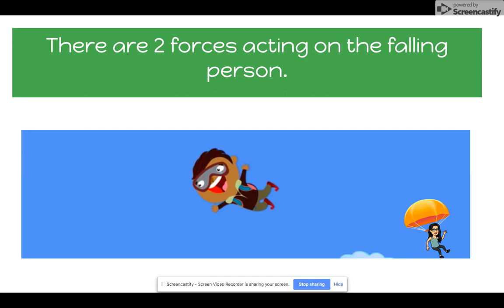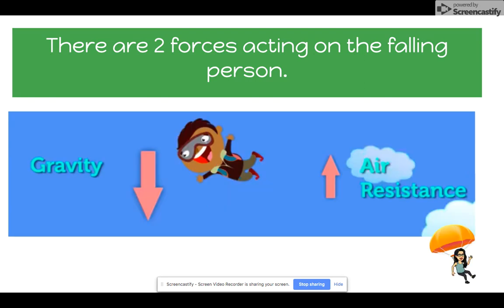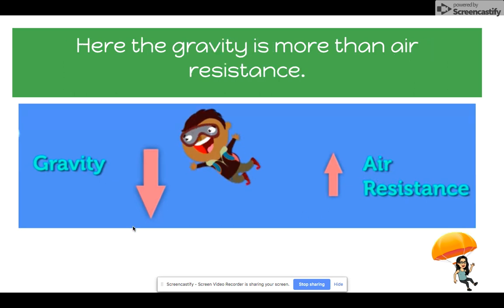There are two forces acting on the falling person, as we can see here. The first force, which is acting, is gravity, because the person or the object is falling towards the ground. And the second force they're going against is the air resistance, which is why you can see the arrow going up. So this arrow is smaller than this arrow here. The reason the arrows are smaller is to demonstrate that gravity is more than air resistance at this point in the fall.